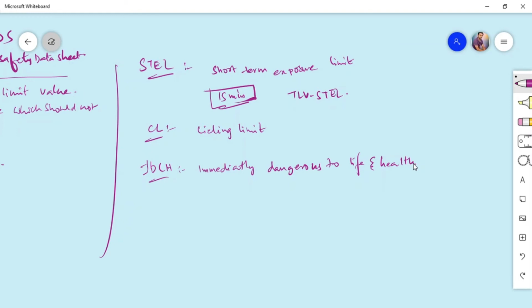So how do we determine this TWA value for mixed chemicals? How do we determine the TWA of mixed chemicals?